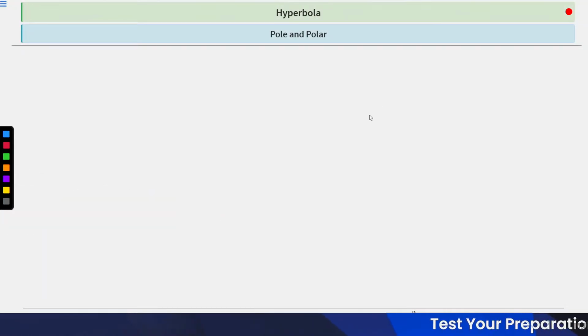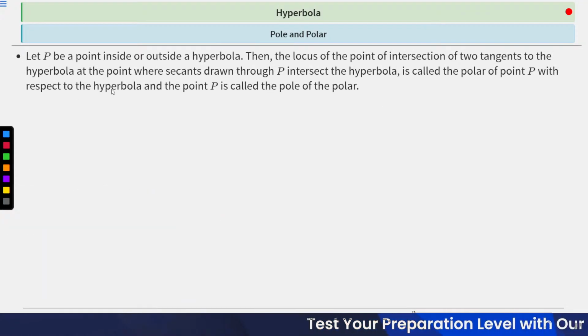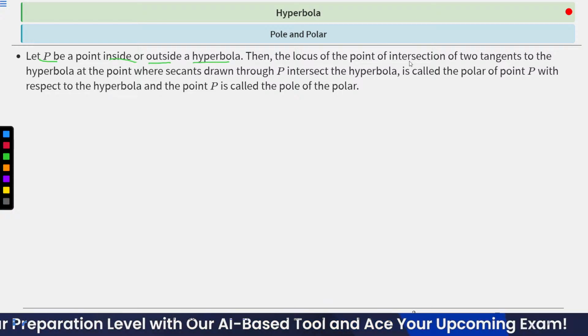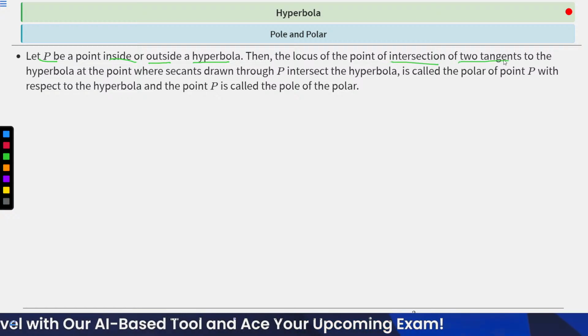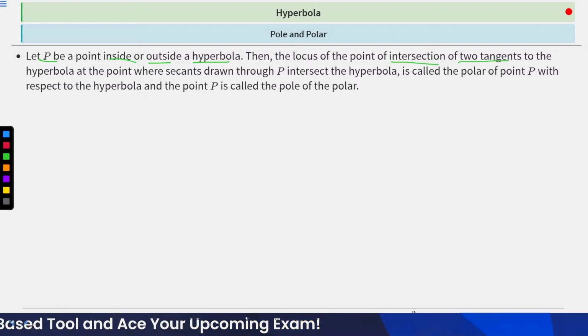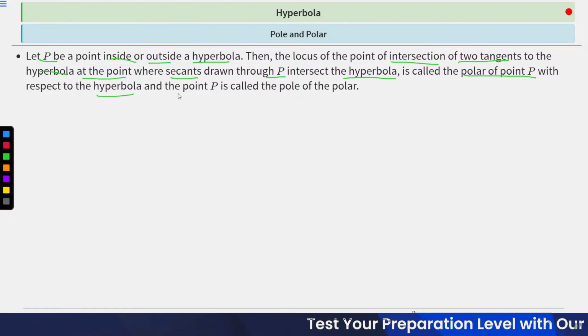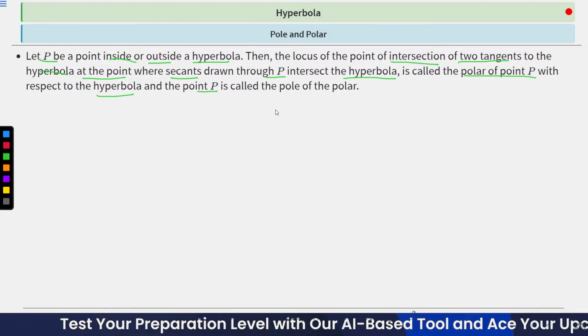Now pole and polar definition. Let P be a point inside or outside a hyperbola, then the locus of the point of intersection of two tangents to the hyperbola at the points where secants drawn through P intersect the hyperbola is called the polar of point P with respect to the hyperbola, and the point P is called the pole of the polar.